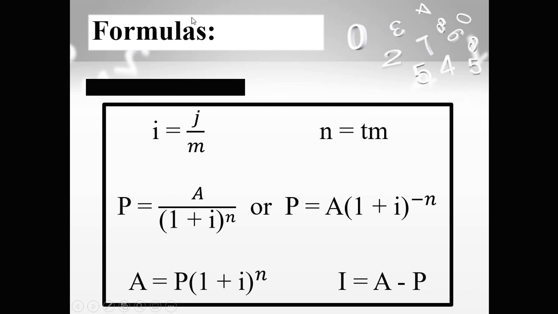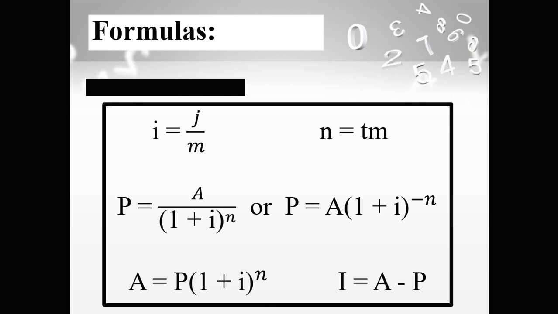So these are the formulas that we need to know under compound interest. If you are solving for i, the formula will be j divided by m. And if you are solving for n, that is t times m. So again, i is our periodic interest rate. To get it, you need to divide the nominal interest rate by the number of conversions per year.